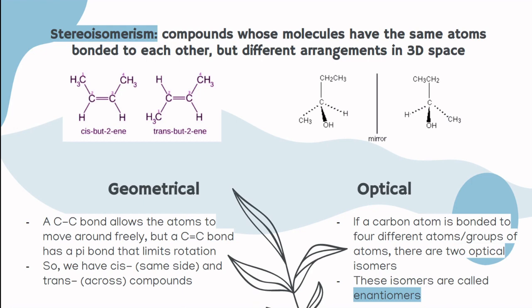I think it's most commonly, if not always, when we have a C=C double bond, right? Because a single bond will allow atoms to move really freely. They'll just hop around because the C-C is cool. But when we have that double bond, it also has a pi bond that's going to limit the rotation. Because remember, a double bond is a sigma plus a pi. So that's going to limit how we can arrange the atoms.